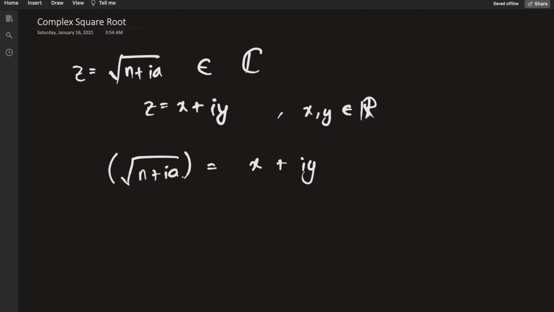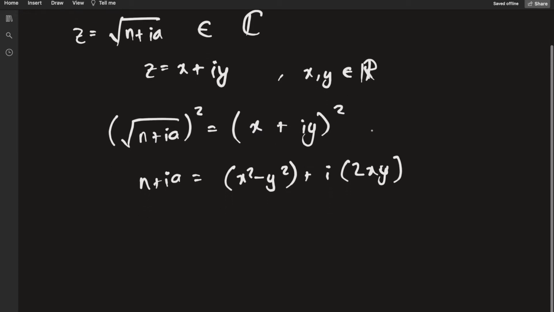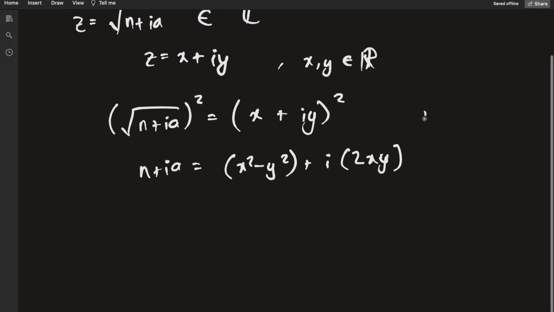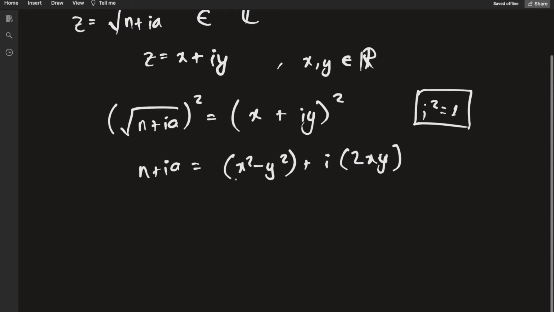Now I would like to take the square on both sides, because doing that helps me eliminate this surd over here. So I just have n plus ia is equal to x squared minus y squared plus i times 2xy. I just grouped the i and non-i terms together. And note that i squared is -1. That's why we got negative y squared and not positive y squared. Now equating the real and imaginary parts, n is x squared minus y squared, and 2xy equals a.